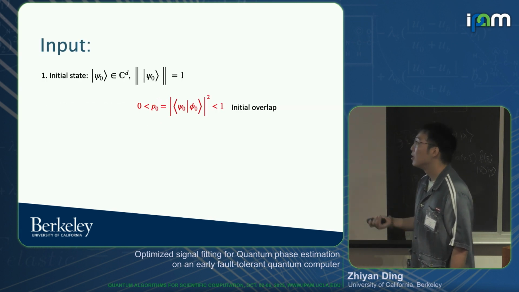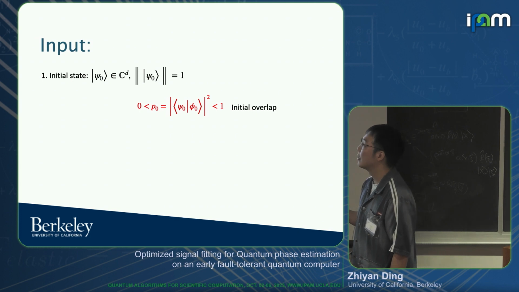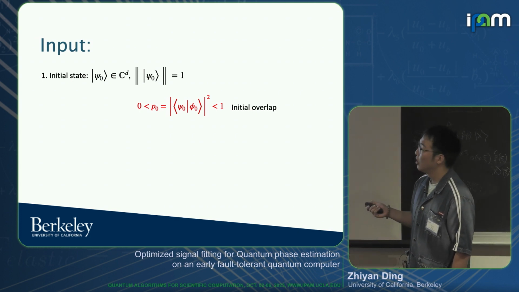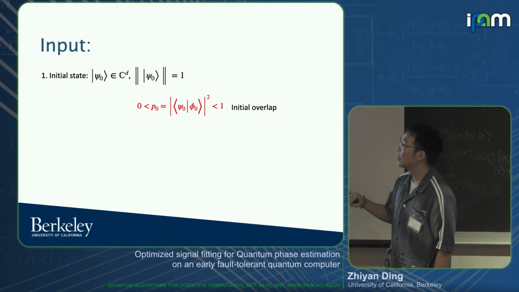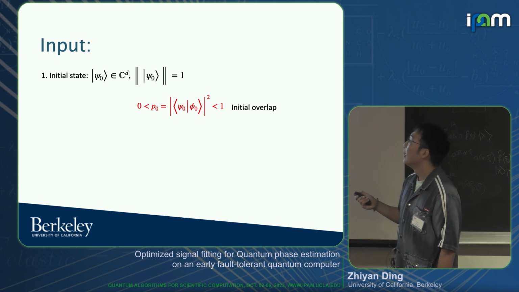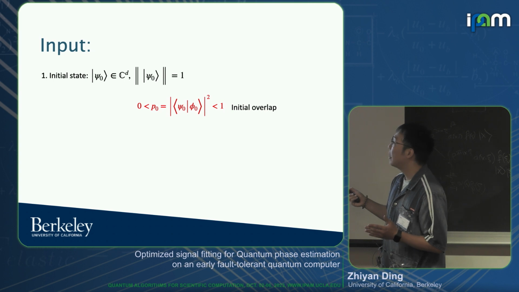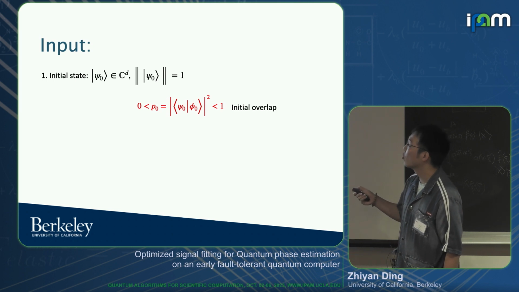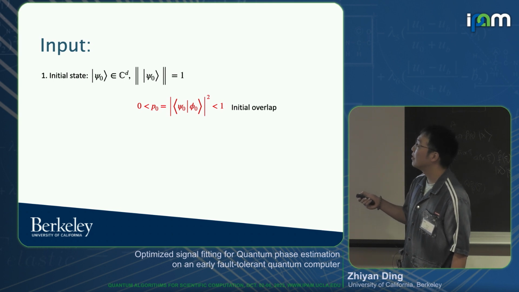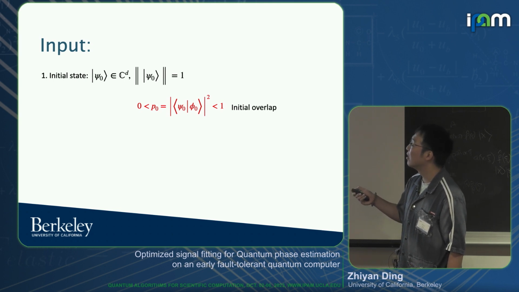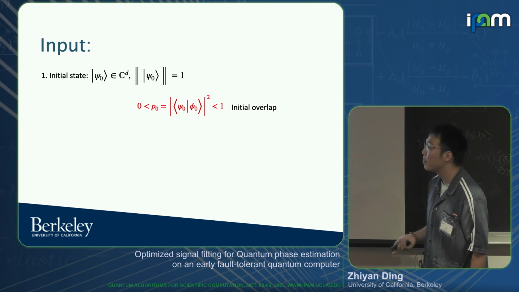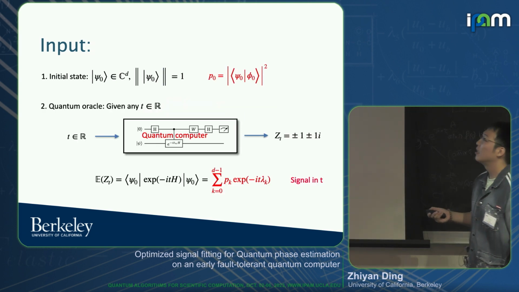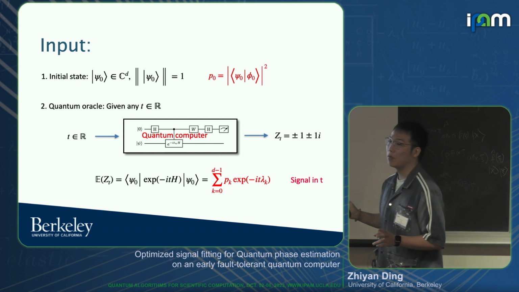To estimate this ground state energy, I must assume some input model. First, I assume I have some initial state, which is also a normalized state. In particular, in our talk, we mainly care about the overlap between this initial state and the ground state. I assume it equals p0, essentially this inner product squared. And for the input model, I need to assume some quantum oracle.